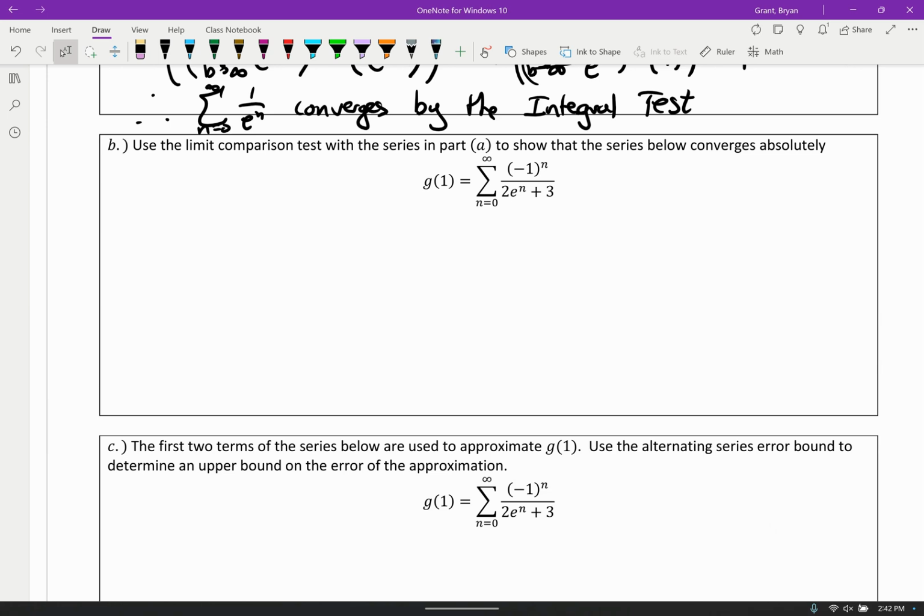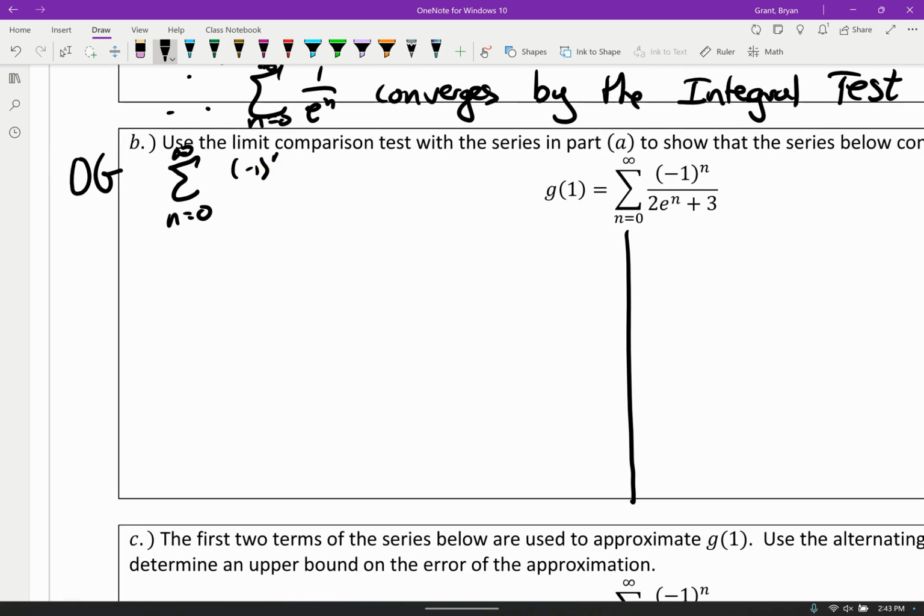These absolute convergences aren't usually that terrible, but the problem is we have to do 2 different tests here. So I'm going to split my paper in half, and we'll talk about the 2 tests that we need to do. In order to show absolute convergence, the first thing we do is we look at this and we say, okay, well, does the original one converge? So my original, I'll call it my OG over here, is the summation from n equals 0 to infinity of (-1)^n over 2e^n + 3.